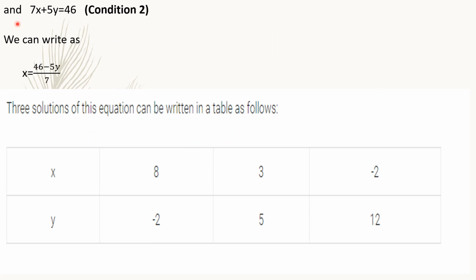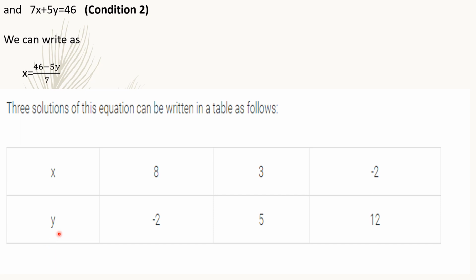Now it is given in the question that the cost of 7 pencils and 5 pens is 46. So algebraically we can write 7x plus 5y equals 46, which is our equation number 2. So we can write this equation as x equals (46 minus 5y) upon 7. Let us try to find the solution table for this equation.